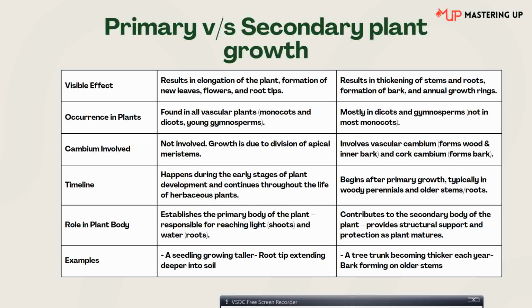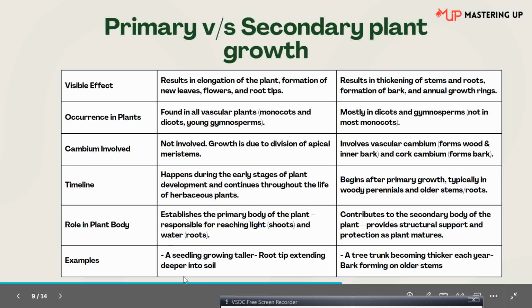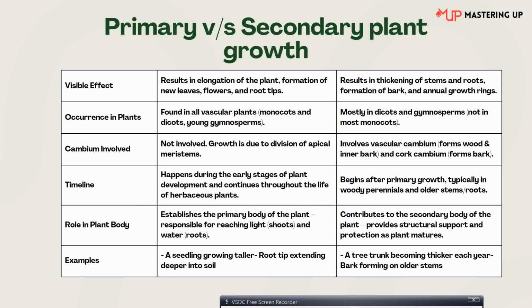Now the role in the plant body. The primary establishes the primary body of the plant, responsible for reaching light and water: shoots for light and roots for water. Secondary contributes to the secondary body of the plant, providing structural support and protection as the plant matures. Examples: for primary, a seedling growing taller, the root tip extending deeper into the soil. And in case of secondary, a tree trunk becoming thicker each year, bark forming on older trees. These are the examples of primary and secondary.